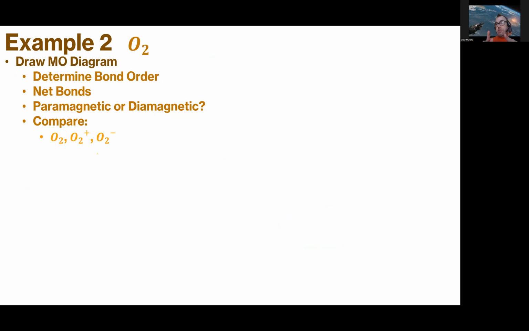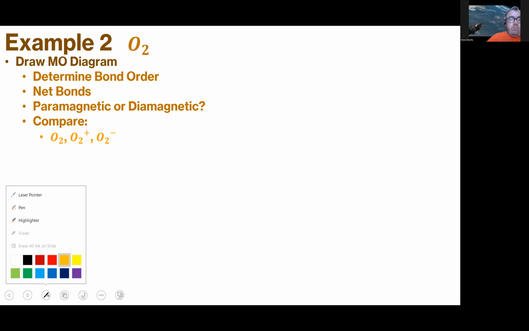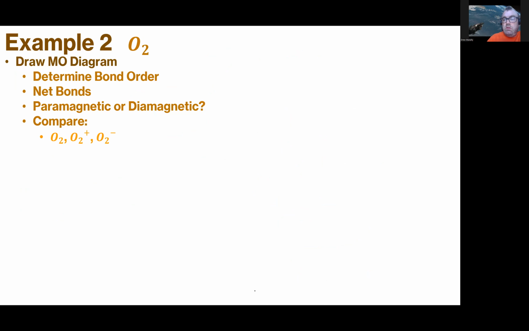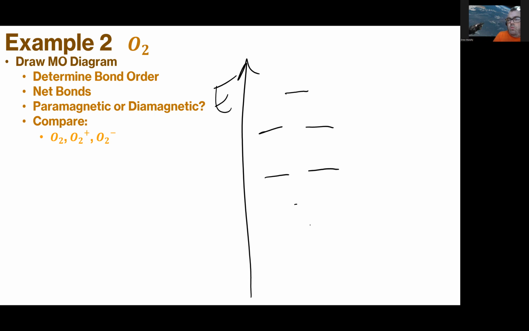O2. Yes, we have to do this one so we can figure out why oxygen is paramagnetic. You probably may already have a guess about this. All right, so there's our energy axis. We're going to draw our pattern. Oxygen has oxygen in it. Okay, so that has the other pattern. 1, 2, 2, 1, 1, 1.